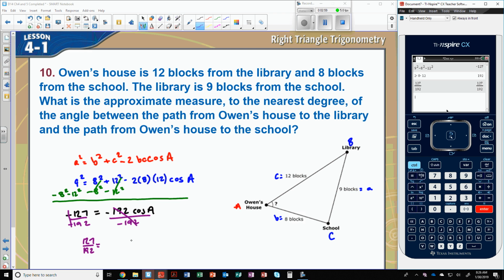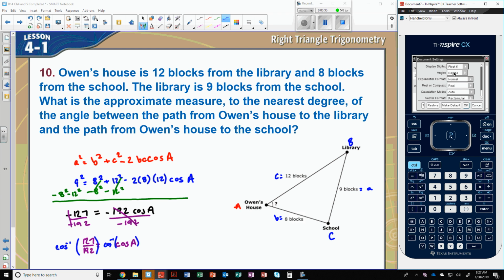And now we have cosine A. The way to get rid of the cosine, to break it from the angle, is we're going to do the cosine inverse of both sides. So I'm going to take the inverse of this. I'm going to come up over here, delete that, and say inverse cosine of 127 over 192. We're in degrees, so it's in degree mode. If you weren't, you just click on this symbol, hit document settings, and choose degree. The float just shows you how many decimals it'll show. And you click make default.